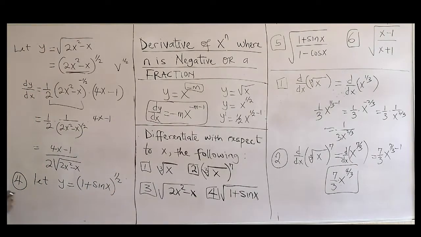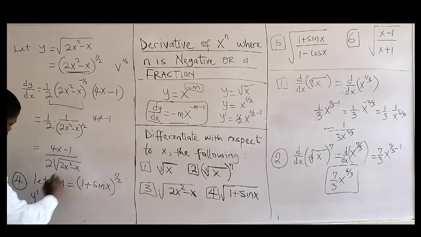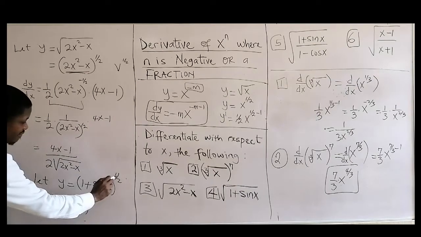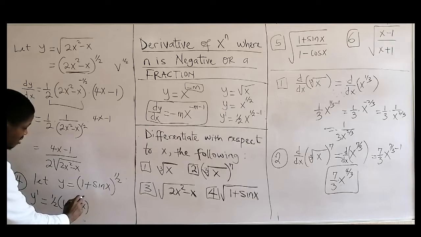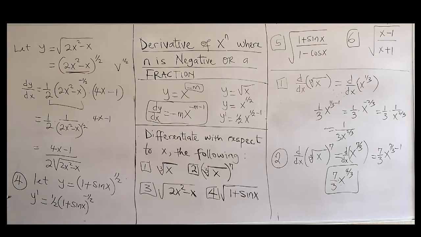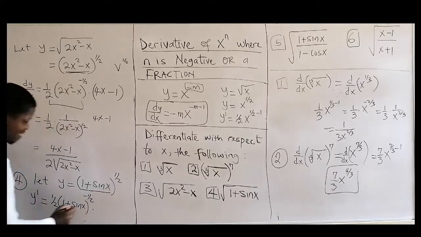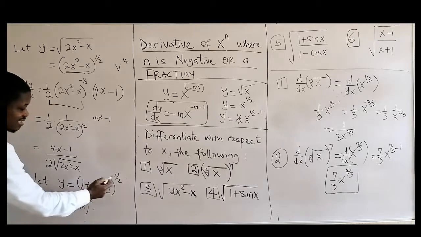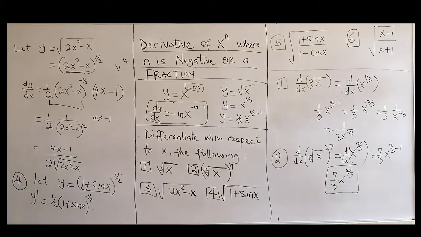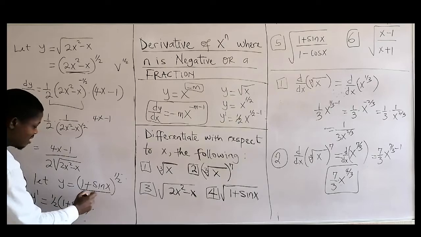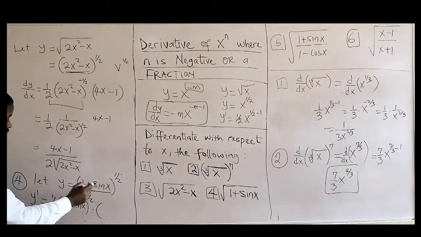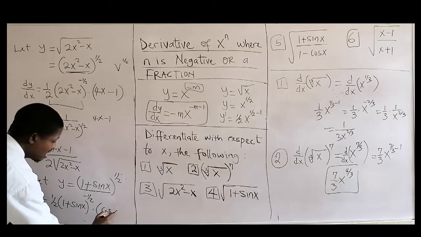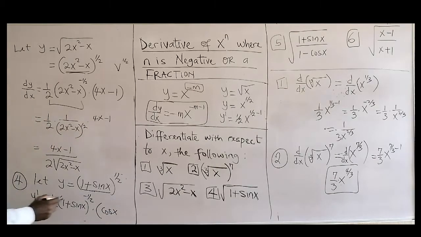So in this case now, your y prime will be equal to, the half will go to the front. Then we have (1 plus sine x), and then half minus 1. Half minus 1 is what? It's minus half. And then times the derivative of the base of that expression. The base here is 1 plus sine x, and this is the exponent, I mean the power. So times the derivative of this base, which will be equal to what? The derivative of 1 is 0, the derivative of sine is cos x. Okay, that's that. The only thing we just need to do is the algebra and arrange properly.